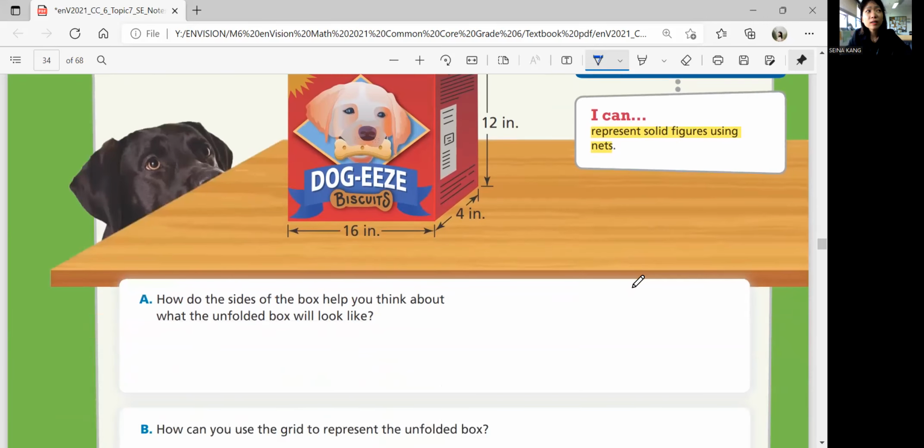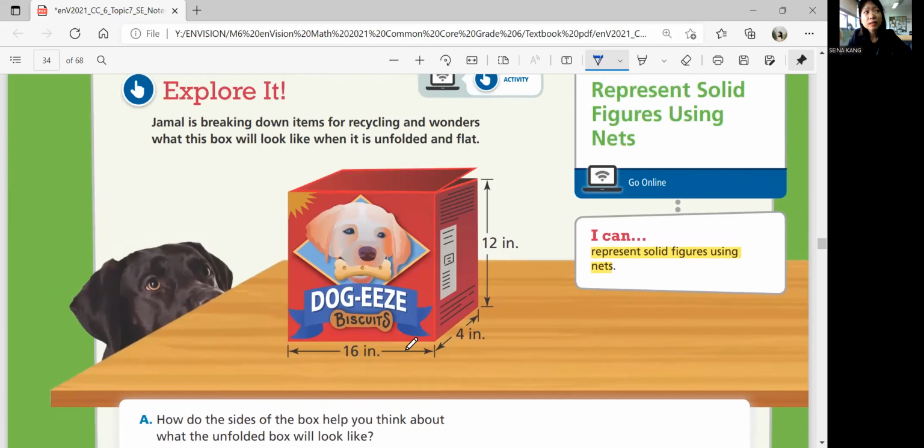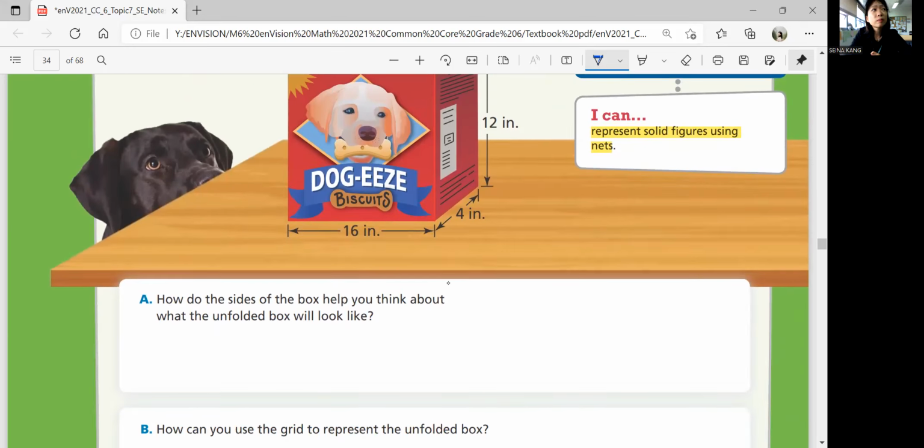All right, part A, how did the size of the box help you think about what the unfolded box will look like? So we have 16 inches, this is the longest side, 12 inches height, that's the second longest, and then 4 inches wide on the bottom. So you know there's gonna be a base. You know there's gonna be a rectangle on the bottom that has a 16 inches side and 4 inches side.